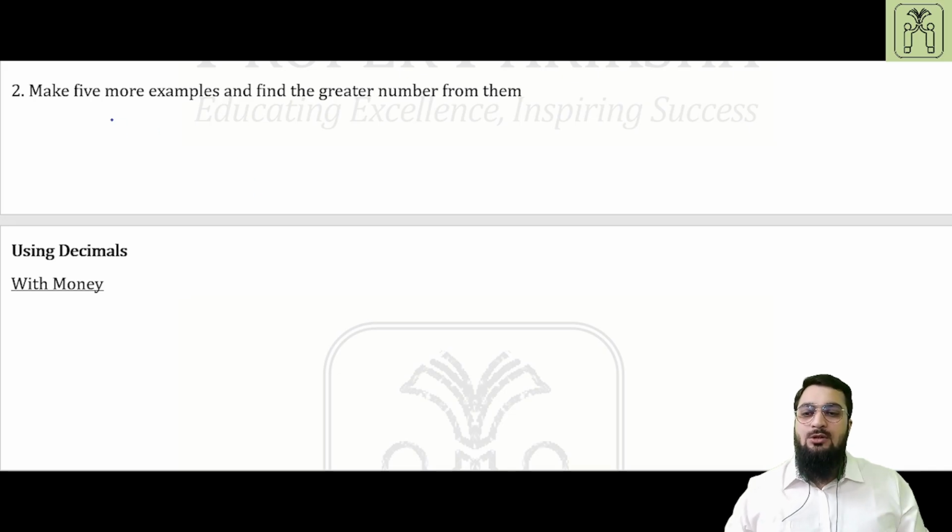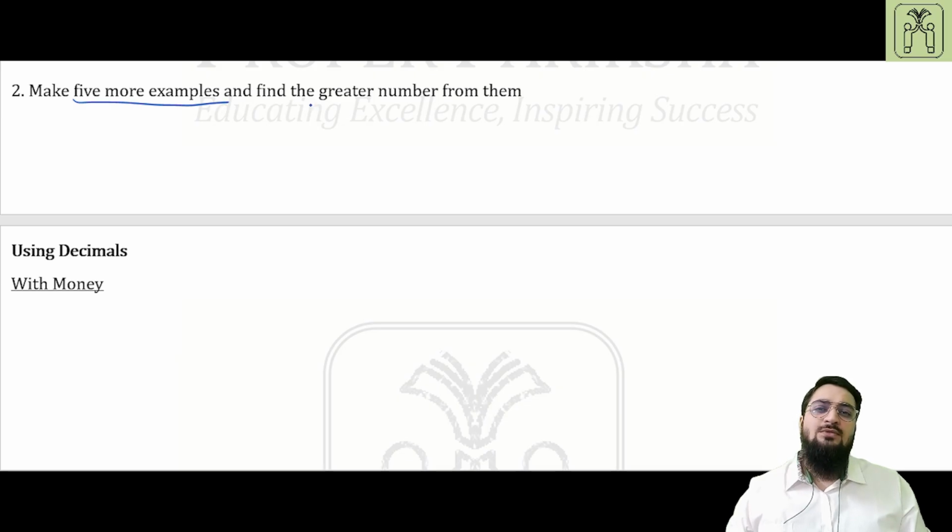Coming to question number 2. Make 5 more examples and find the greater number from them. So here the task is that we have to make 5 decimals and then create a pattern of descending order using those 5.